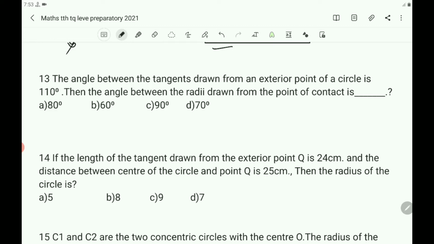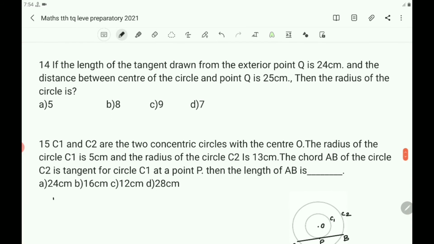So here how will you get it? You subtract 110 degrees from 180 degrees. That was already discussed. If the angle between the tangents is given, to get the angle between the radii you have to subtract the given angle from 180 degrees. Similarly, to get the other angle you subtract from 180 degrees. So the sum is 180 degrees. Here 180 minus 110 is 70 degrees. Option D is the answer.